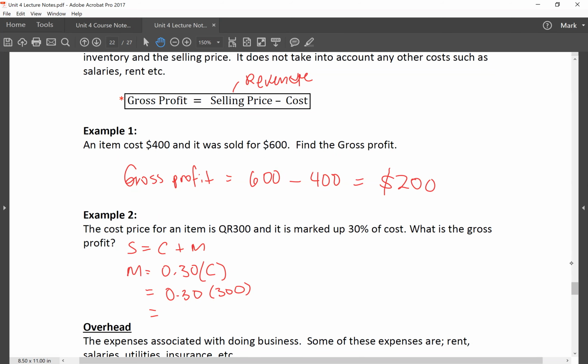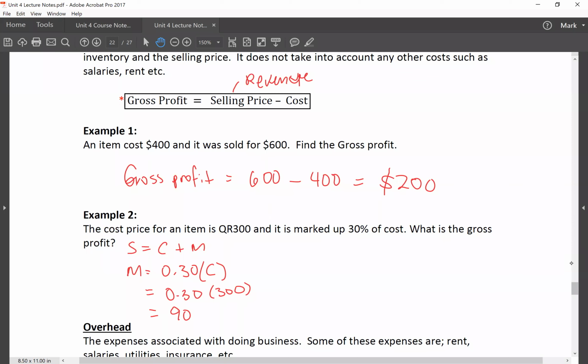So that's 90. So really, this is your answer. I mean, if you think about it, I've already solved this question. And I'll explain this in a minute. I'll show you some more calculations, but just think about what markup means.